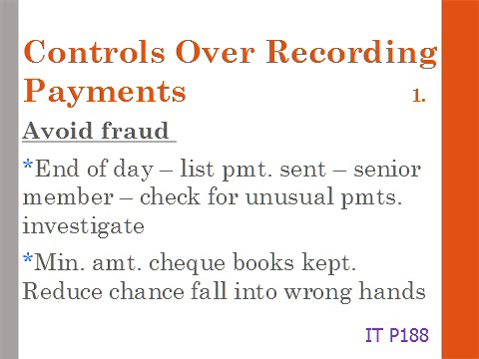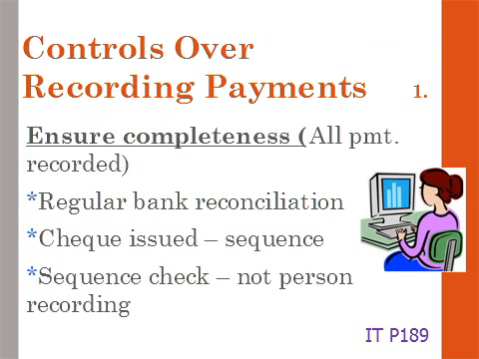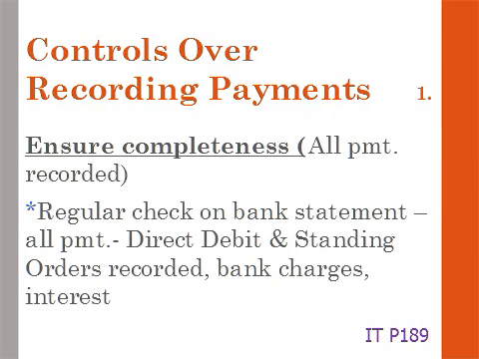A minimum amount of checkbooks should be kept and in use at one time, preferably only one checkbook, to reduce the chance of the checkbook falling into the wrong hands. In order to ensure completeness, regular bank reconciliations need to take place. A bank reconciliation is an important control when dealing with payments. The checks that are issued should be issued in sequence. There needs to be a sequence check done on the checks that are entered into the cash book, and it should not be done by the person who records the checks. There needs to be a regular check done on the bank statements, to ensure that all the payments, by direct debits and standing orders have been recorded, along with any bank charges and interest.